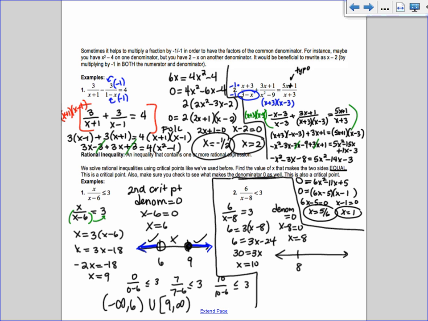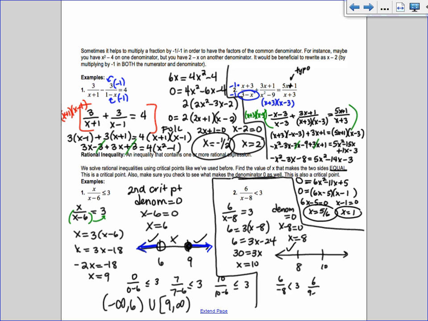I put both of those numbers on the number line in order, right, 8 and 10. And then I test each location to see if it gives me a true statement or a false statement. It doesn't matter what number I'm picking in each location. So I want to pick something smaller than 8. So I could pick 7. I could pick 0. It doesn't matter. So if I try 0, I get 6 over negative 8. 6 over negative 8. Is that less than 3? Yep. What if I try 9?